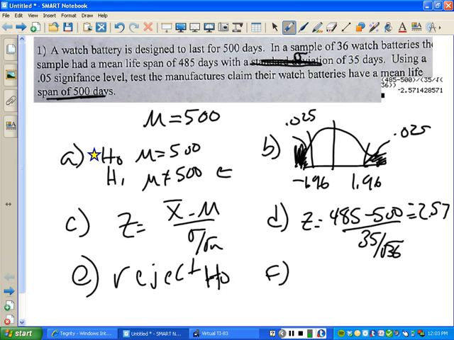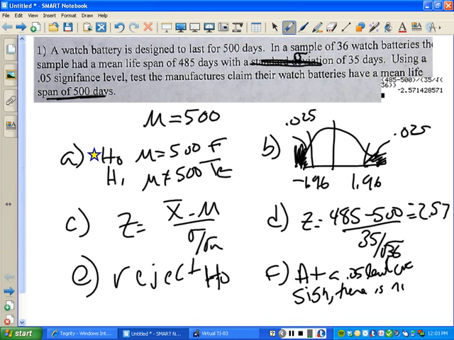Part F. What does part F say? It's time to interpret. Well, if I reject H0, I'm saying that H0 is false and that H1 is true. So what am I doing to the claim? Am I rejecting it or failing? Am I rejecting it or supporting it? I'm rejecting it, right? So what I'm going to say is, at a 0.05 level of significance, there is not, give me a second, I'm going to write it the way you're supposed to, and then I'll tell you an alternative. There is sufficient evidence.